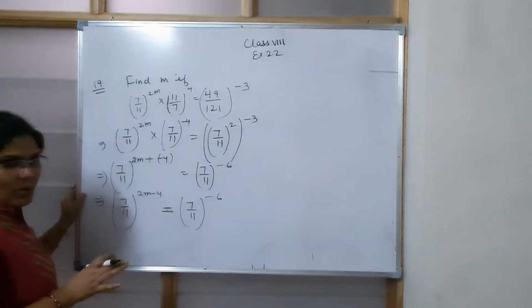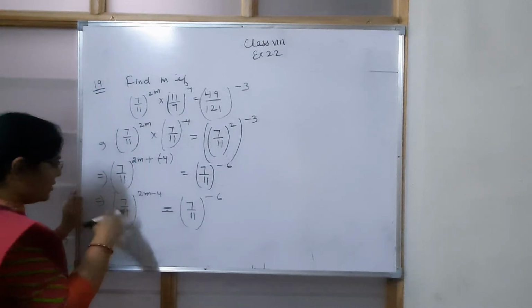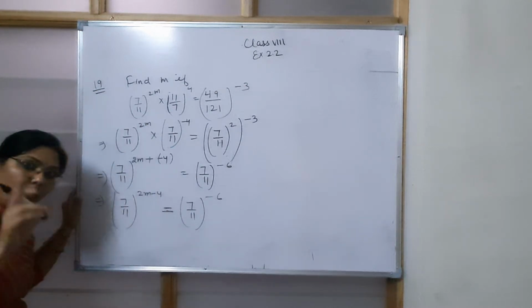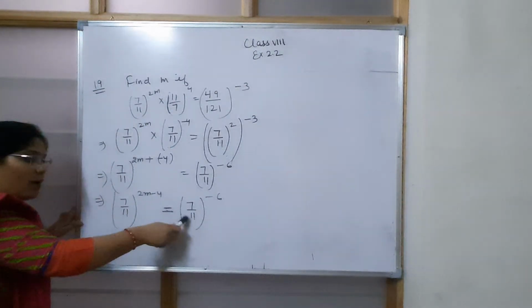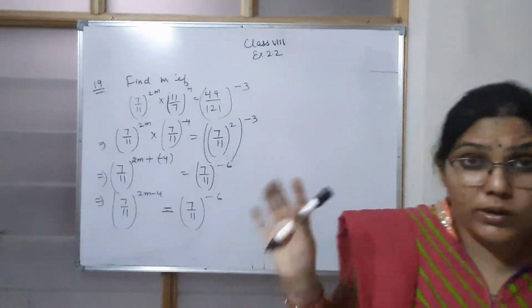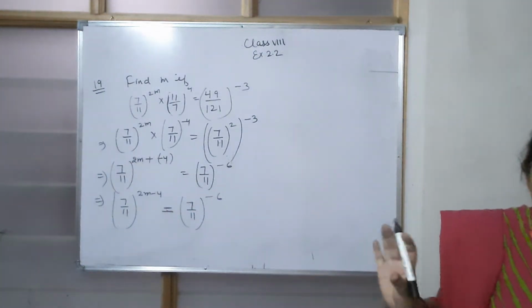Now we'll get an equal number. Why? We have the bases the same, so our powers should also be the same to get the equal number. Yes, bases are already the same, so powers should also be equal. Then only will we get equal numbers on the left-hand side and right-hand side.